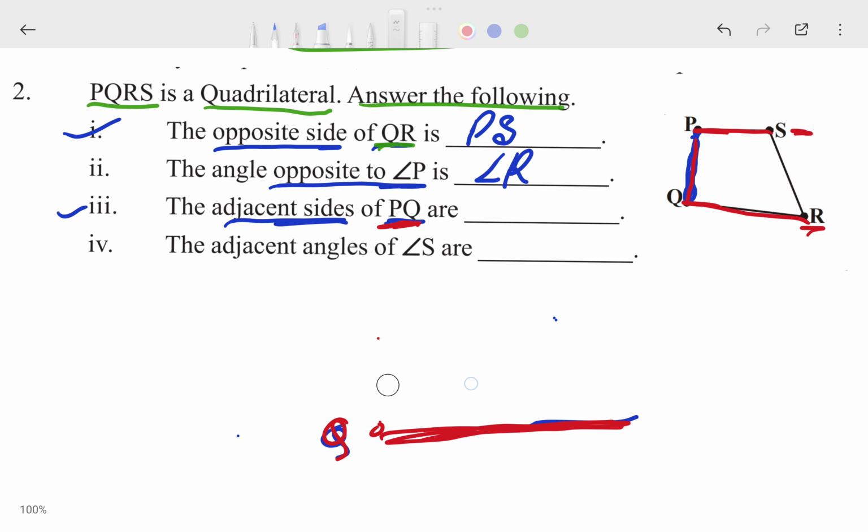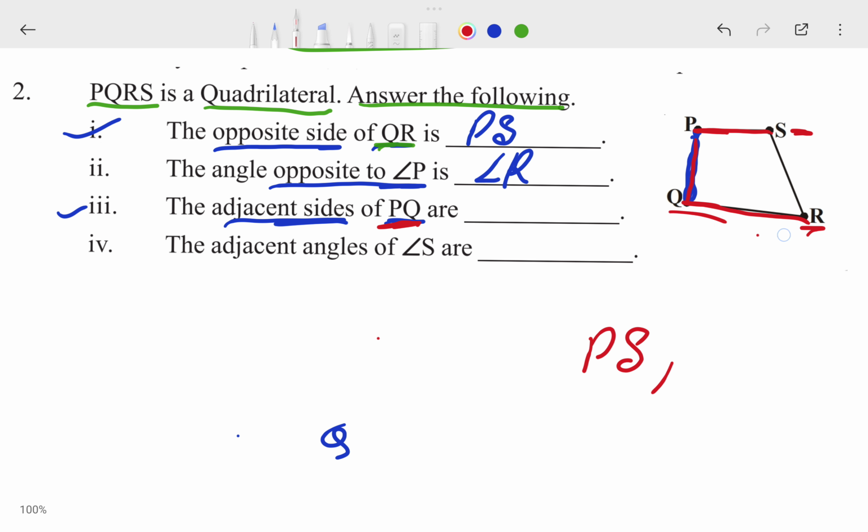So what are the adjacent sides of P and Q? The adjacent sides of P and Q are P and S, or Q and R. You can write Q and R. So this is the only adjacent side. Adjacent side means simple, I will explain again to you.